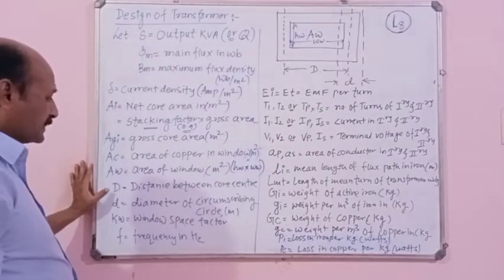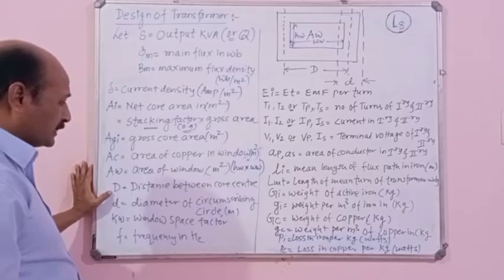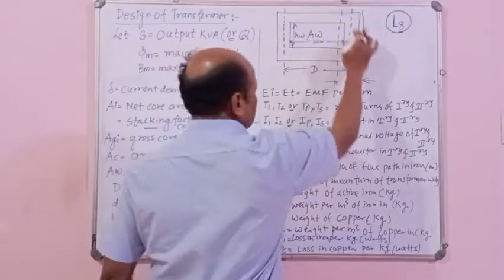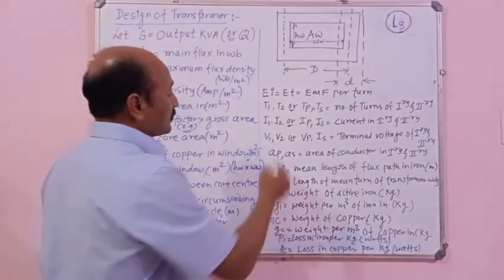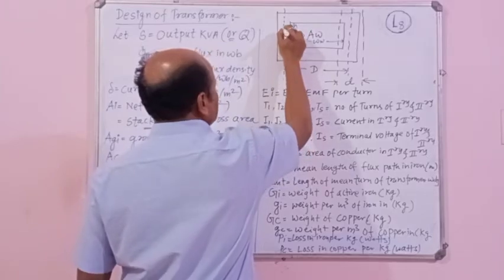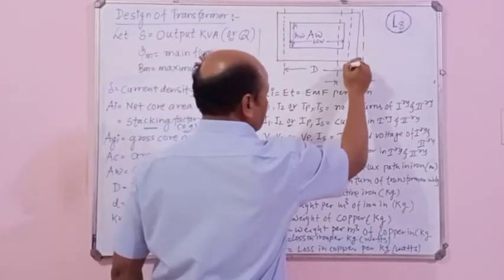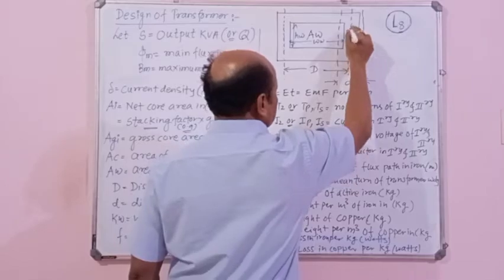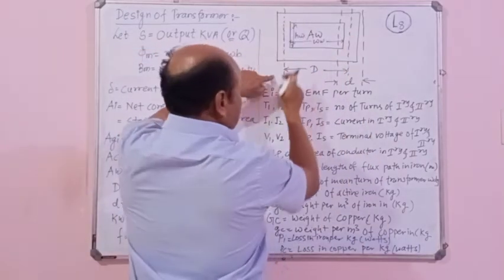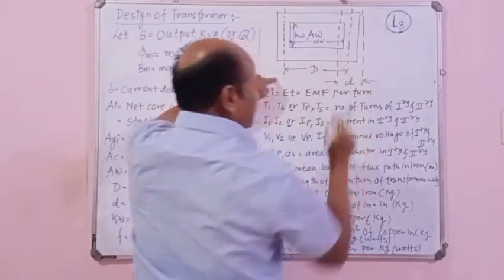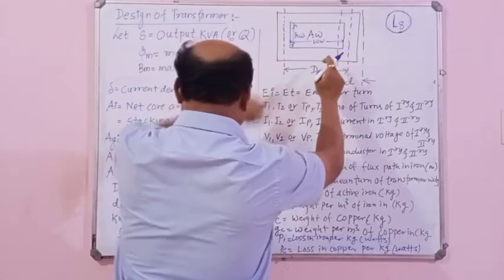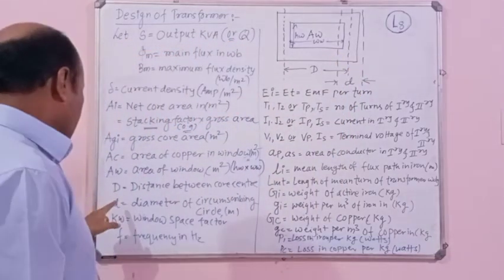Then capital D. Capital D is the distance between the core centers. This one is the magnetic core, and this is the center of the magnetic core. This one is also the center of the core. So this is the first core center and this is the second core center. The distance between the two core centers is capital D.